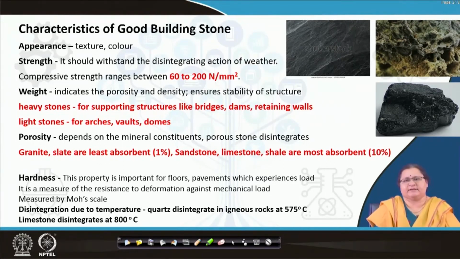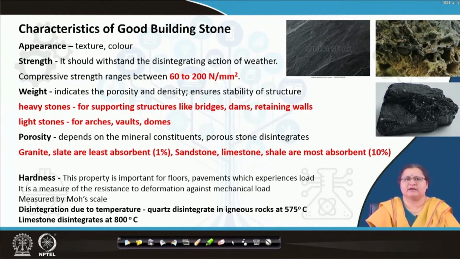Due to temperature, also the minerals in the stone get disintegrated. Particularly for igneous rocks, the quartz part of it gets disintegrated at 575 degrees centigrade, whereas in limestone it disintegrates at 800 degrees centigrade. But yes, limestone is softer than igneous stone, igneous rocks, but it degenerates later if it is subjected to fire.